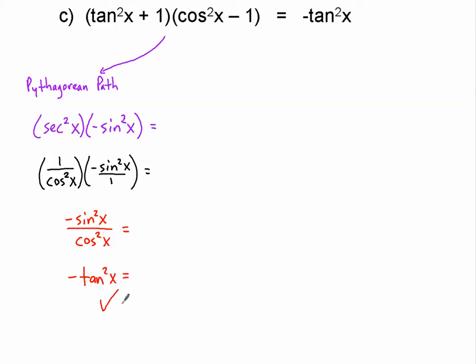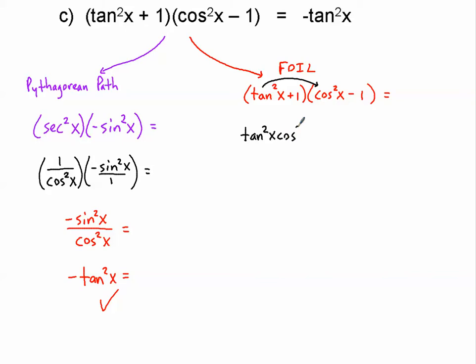Hopefully you see that. If you don't see that, probably the only other thing you can do is the FOIL path. First, outer, inner, last. Let's rewrite the problem over here. And let's see what happens when we FOIL. So first terms give me tangent squared times cosine squared. Outer terms give me negative tangent squared. Inner terms give me positive 1 cosine squared. And last terms give me negative 1.